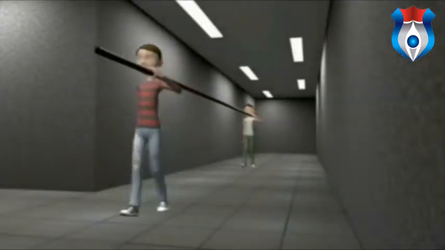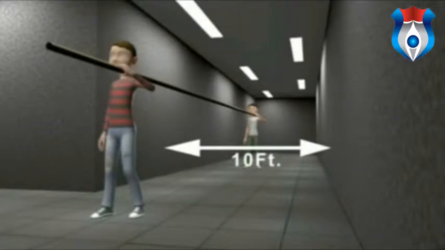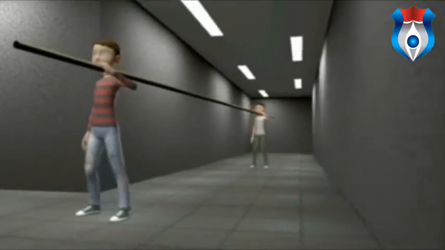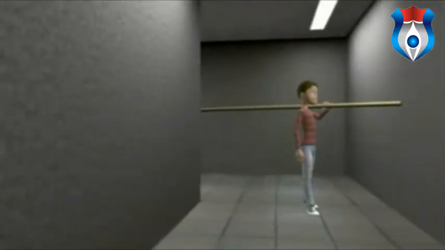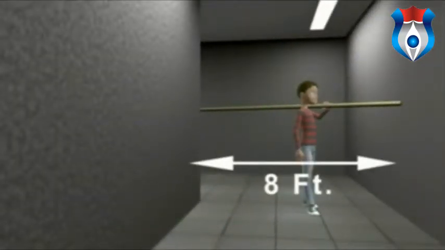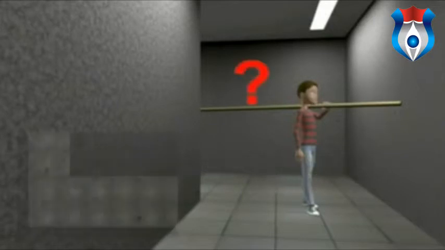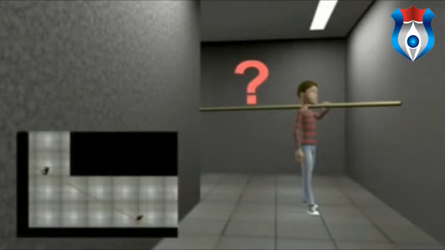A piece of pipe is being carried down a hallway that is 10 feet wide. At the end of the hallway, there is a right angle turn and the hallway narrows down to 8 feet wide. What is the longest pipe that can be carried around the turn in the hallway, provided that at any time during the turn, we have to keep the pipe horizontal? The largest pipe that can go around the turn will do so in the position shown in the animation.